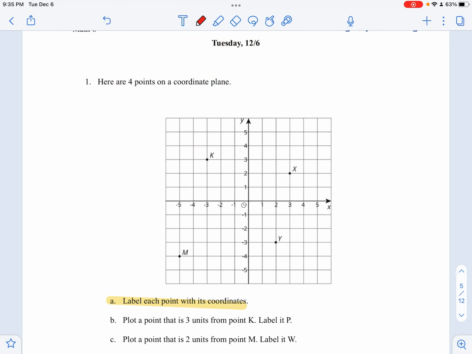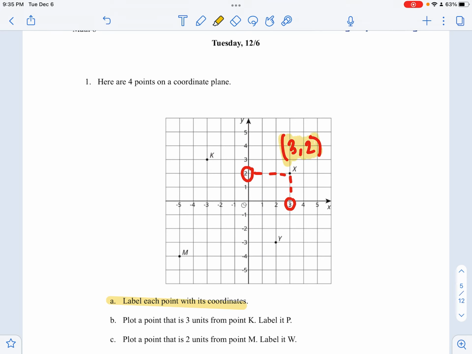For example, let's take a look at point X. Point X lines up with the x-axis at positive 3, which means its x-coordinate is positive 3. X is then 2 units up, 1, 2. We can also see that it lines up with the y-axis at positive 2. And so the y-coordinate is positive 2, and the coordinate pair is 3, 2. This right here is called a coordinate pair.